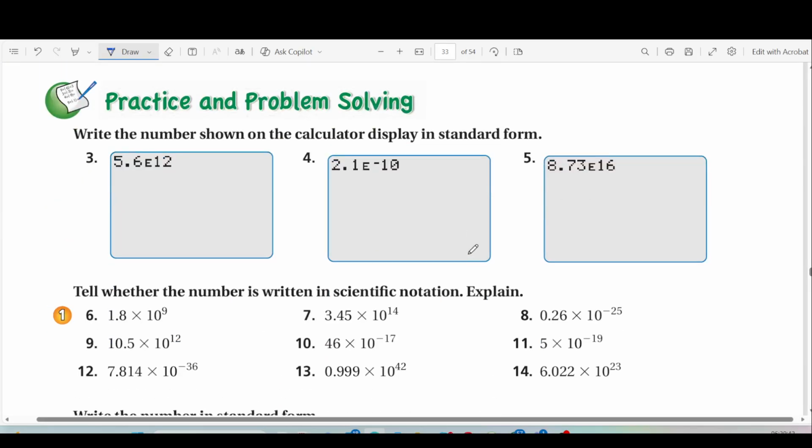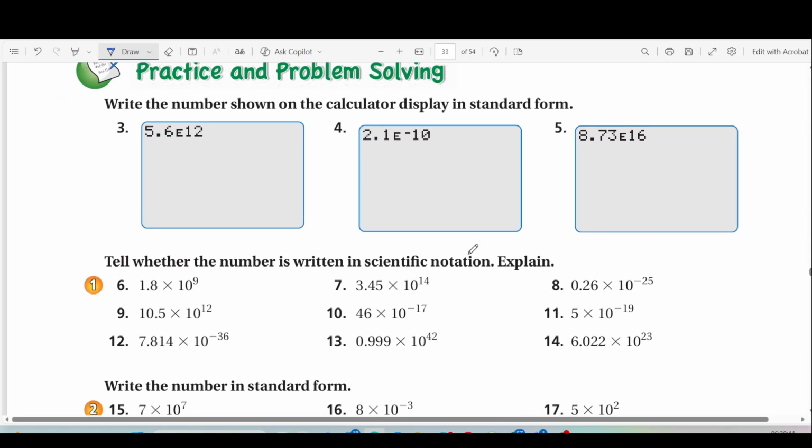Now let's check. Like in a calculator, if you use this, you will get E. E means exponent, 10 to the power of something. For example, 5.6 e to the power 12 means 5.6 times 10 to the power 12. This one is 2.1 times 10 to the power negative 10, so in the calculator you get e.